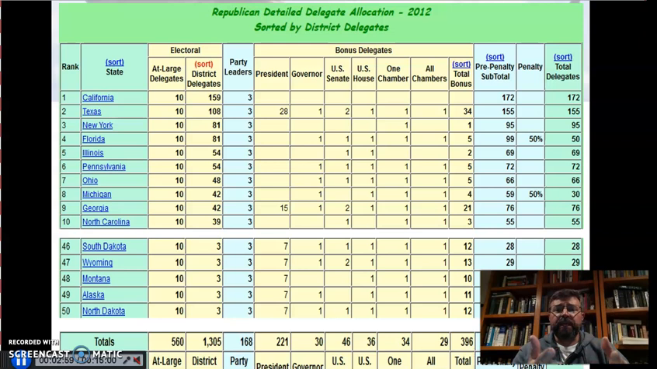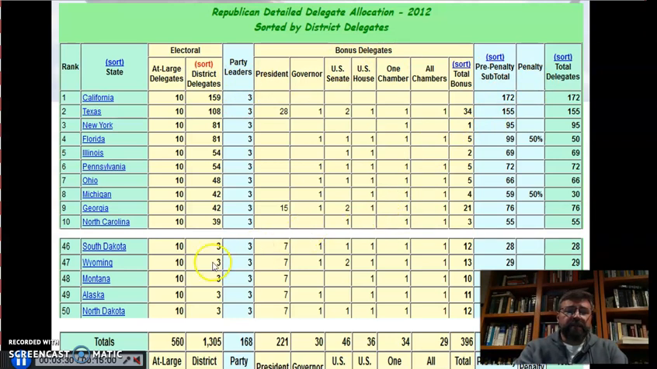In this way, the parties try to weight the most important states, both in terms of population, where the most votes are to be had, but they also are trying to make sure that the states that do the most for the party are rewarded. So California votes pretty across the board Democratic, so they don't get any bonuses. But at the same time, we have 169 delegates in California, because of just the fact that they're a big state with a lot of people. Add a couple party leader delegates, and then you get 172.